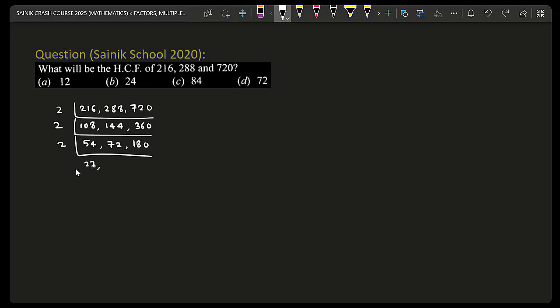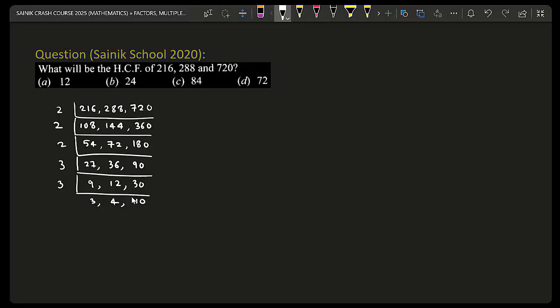2 into 27, you can say in any order, no problem, but I want to write in ascending order. 2 into 36, 2 into 90. Now will 2 work here? Sir, no. We can use 3. 3 threes are 9, 3 fours are 12 and 3 tens are 30.